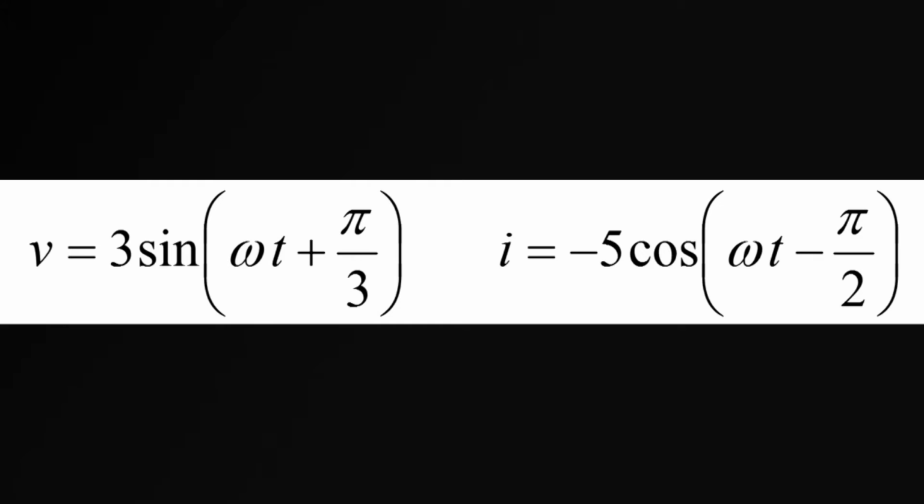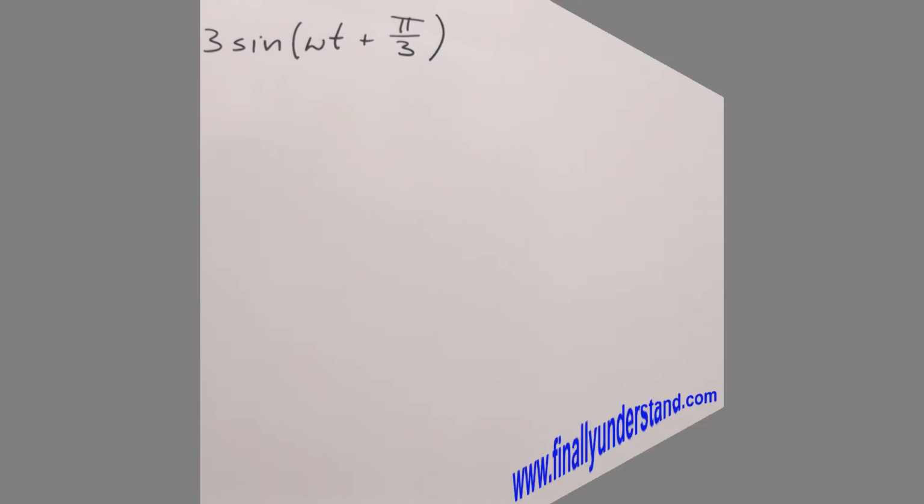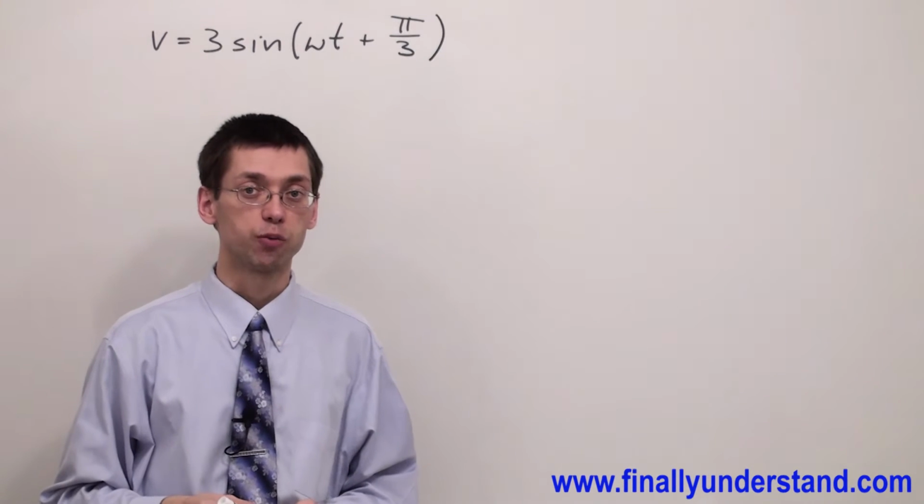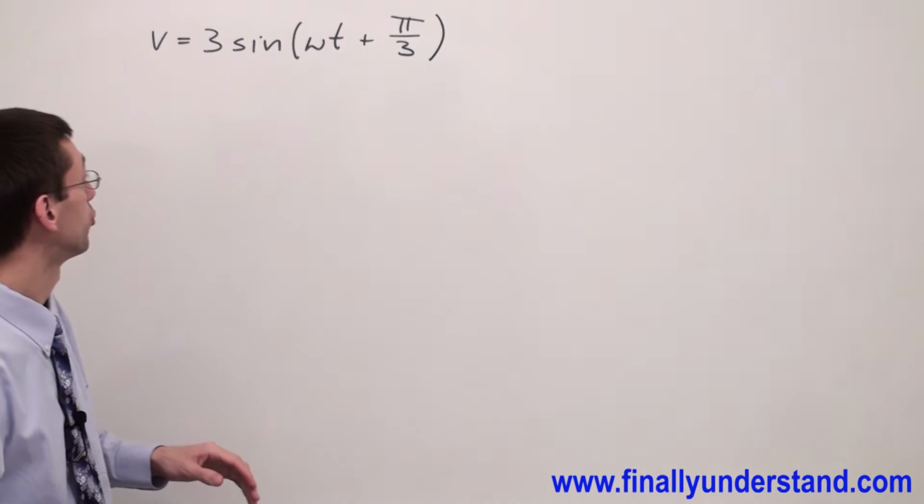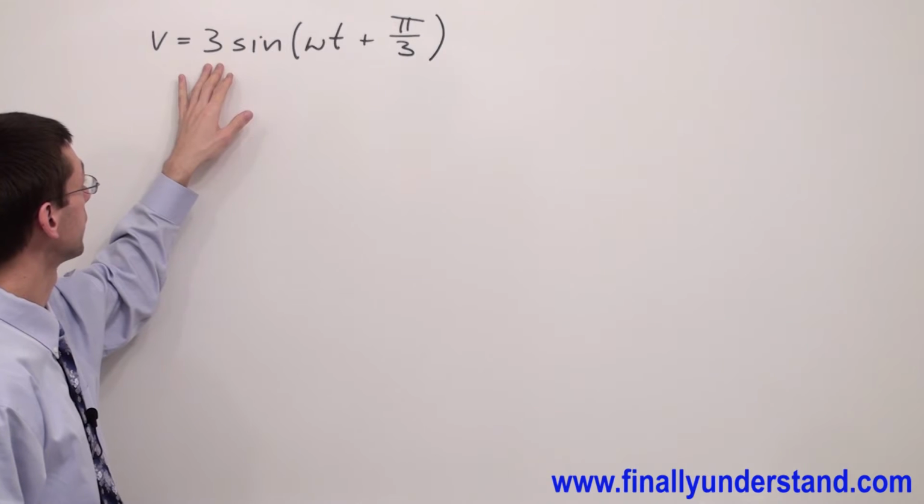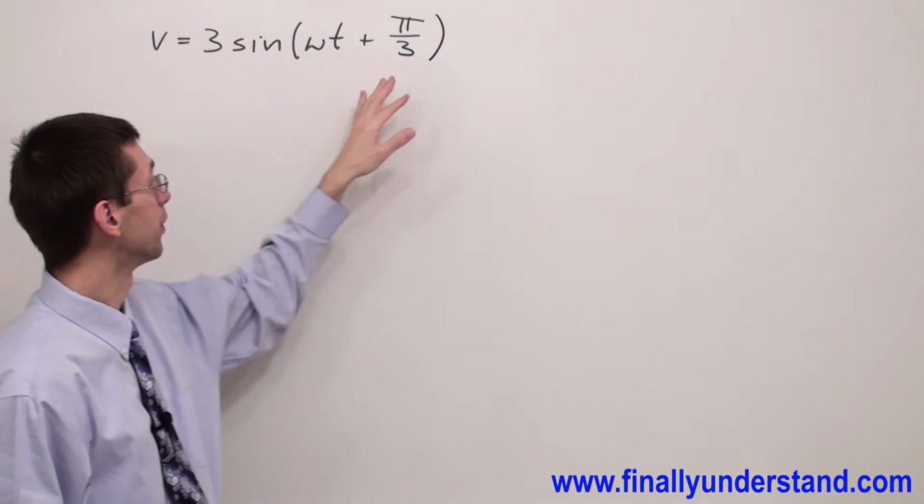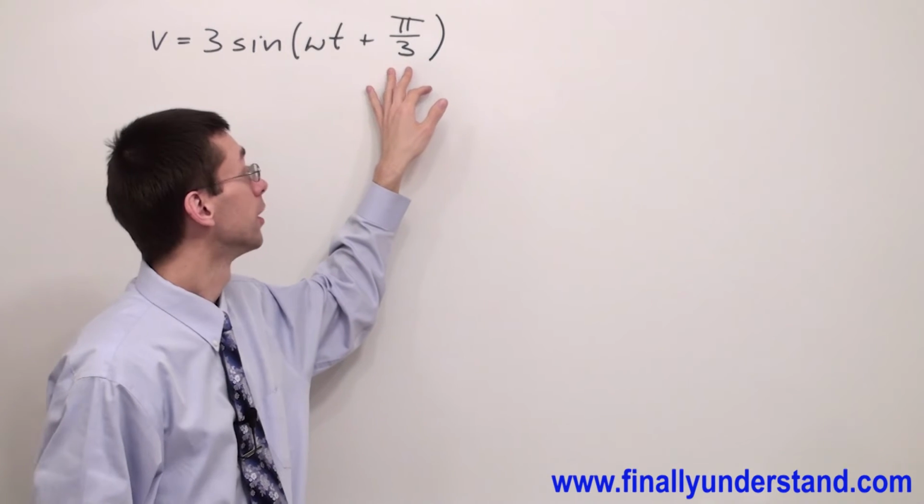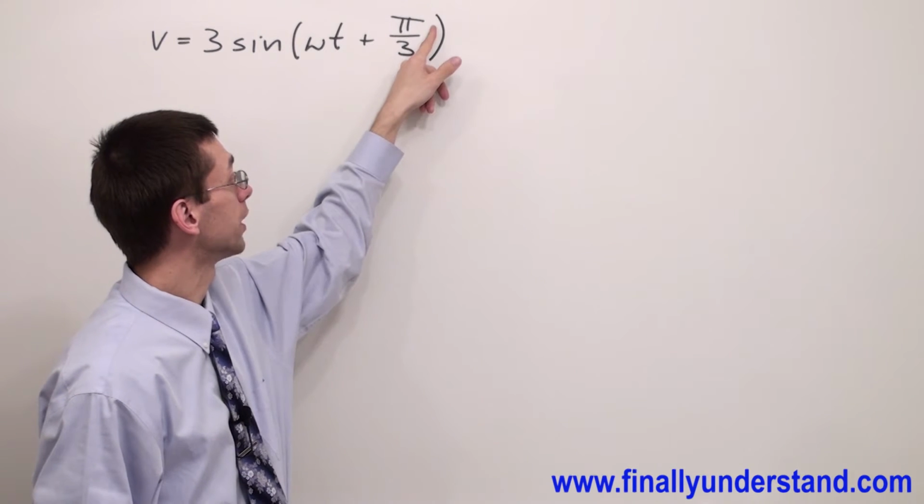Let's take a look at this example. We have voltage equals 3 sine omega t plus pi over 3. Anytime you have a problem like this, you're supposed to realize that this is my voltage peak, positive, and this is my phase shift, which is expressed in radians, because I do not have a degree sign.